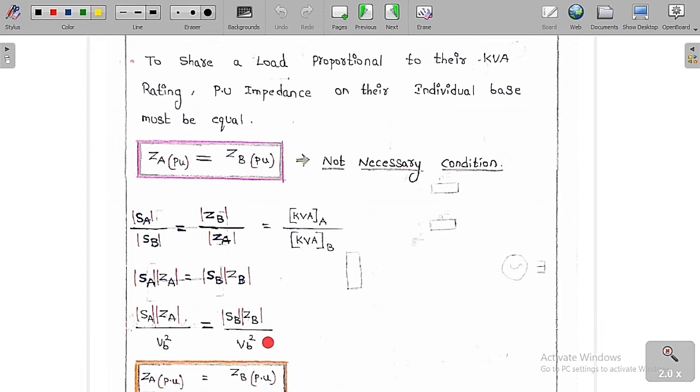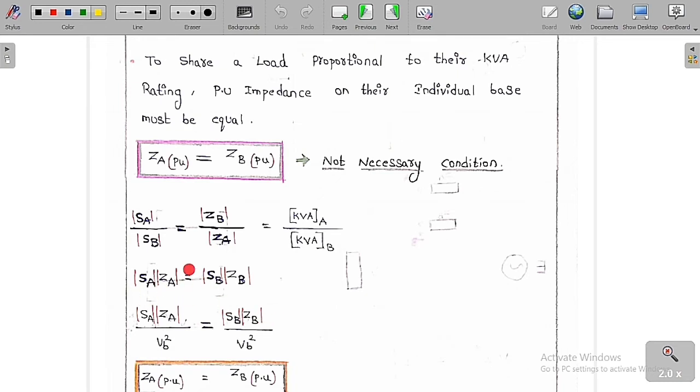So therefore, if you want to share the load proportional to their KVA ratings, then the per unit impedance on the individual base must always be equal. Only then can this happen. So simply, to share the load proportional to the KVA ratings, the per unit impedance on the individual base must be equal.